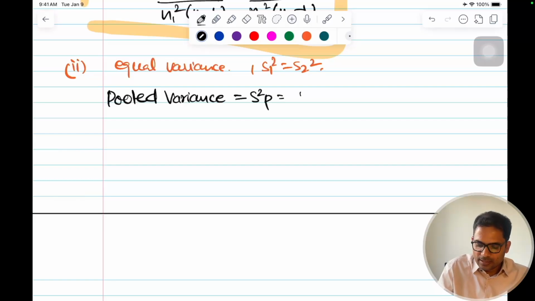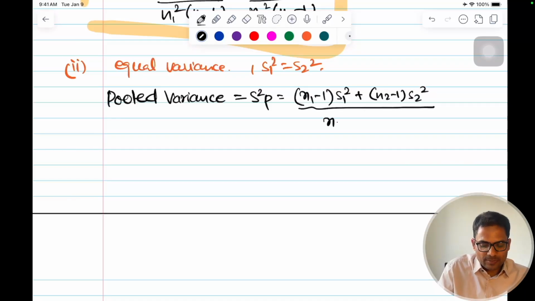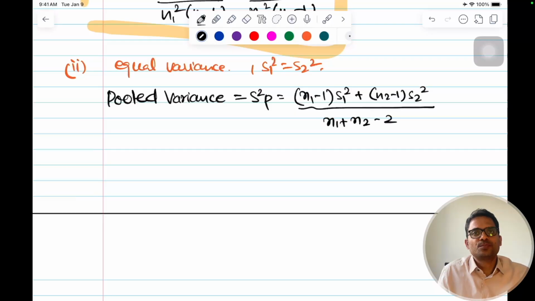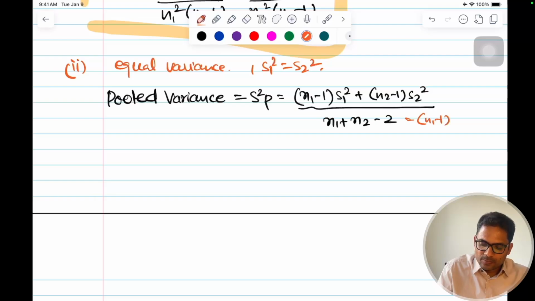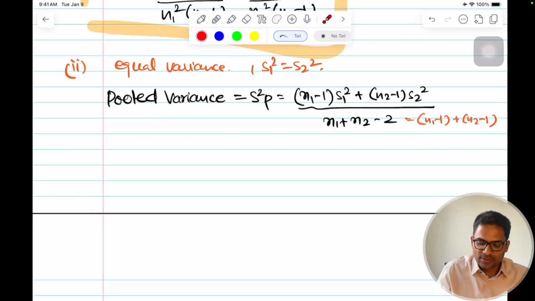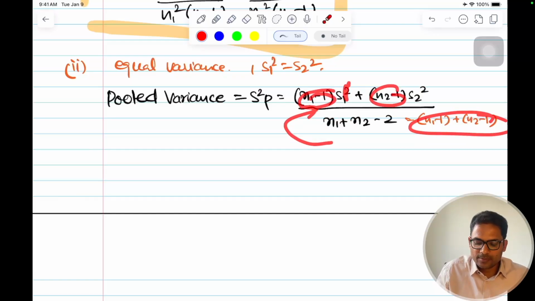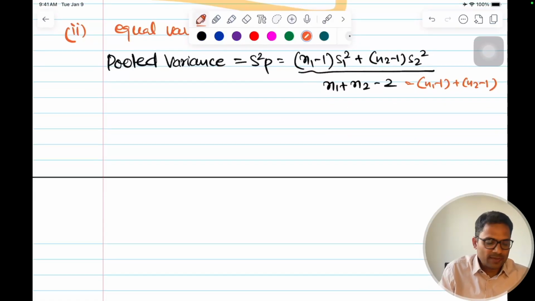And this is n1 minus 1 into s1 square plus n2 minus 1 into s2 square, divided by the sum of the degrees of freedom, n1 plus n2 minus 2. So if you read it, this is equal to n1 minus 1 plus n2 minus 1. This is nothing but the sum of the two degrees of freedom for both the samples. Both have equal variance, so we can just add them up. Here also these are the degrees of freedom which are multiplied, and this is a kind of summation. So we have a pooled variance now, and this will be included in our test statistic.